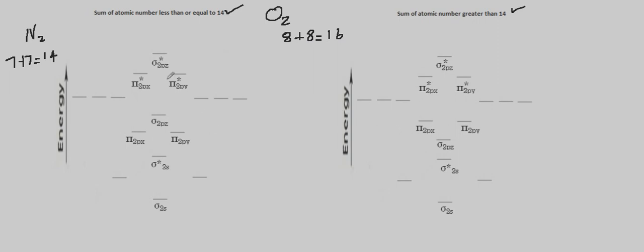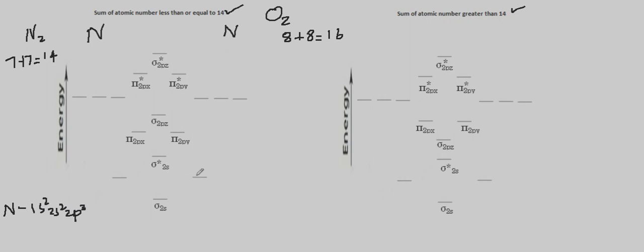So step 1 is to calculate the sum of the total atomic numbers of the elements involved. Then we'll go for drawing the molecular orbital diagram based on which set it belongs to. Step 1, again, we already marked the energy axis. Then we're going to put the elements at the top, nitrogen and nitrogen, and we know the electronic configuration of nitrogen is 1s2, 2s2, 2p3.